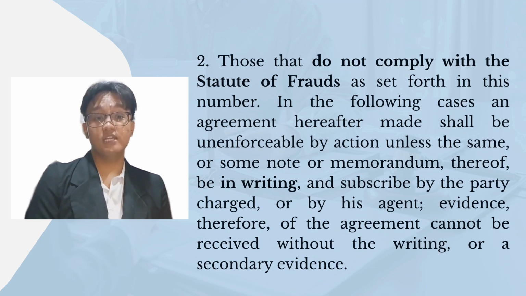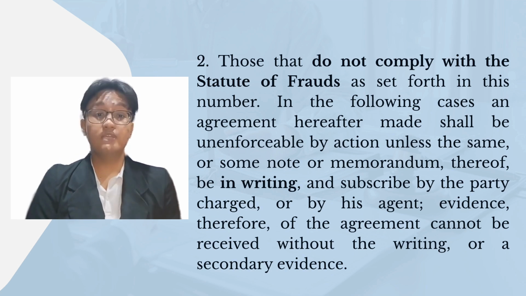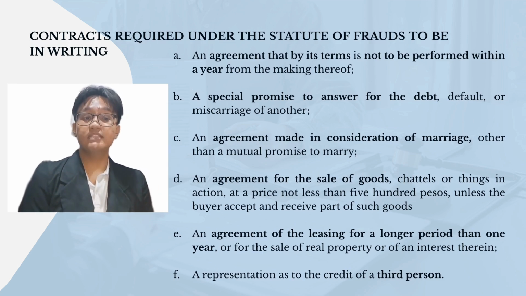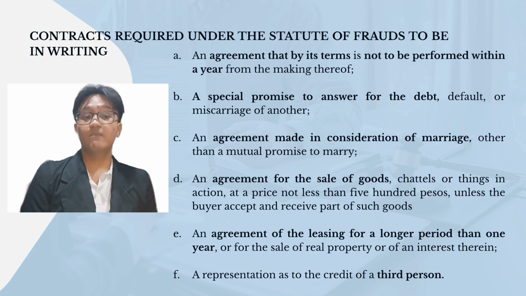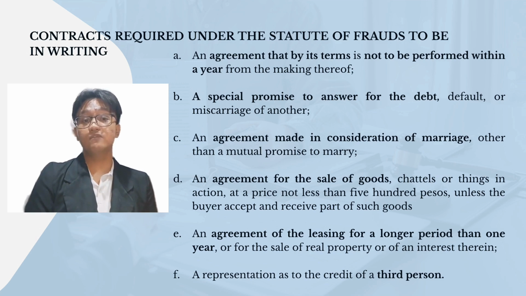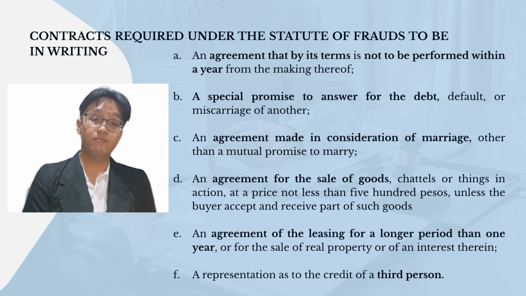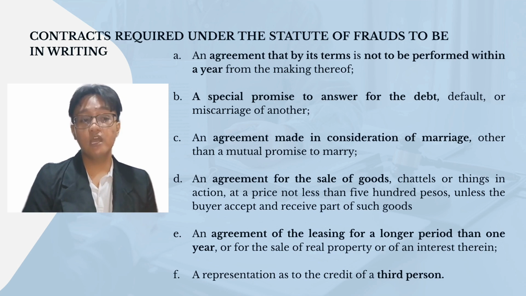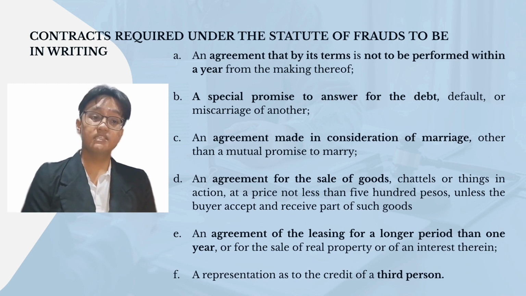So, what are the contracts required under the statute of frauds to be in writing? Number one is agreements not to be performed within a year. Number two is special promises to answer for the debt or default of another. Number three is agreements made in consideration of marriage, excluding mutual promises to marry. Number four is sales of goods at a price above a certain limit, for example, 500 pesos. Number five is leases longer than one year. And number six is representations about someone's credit.